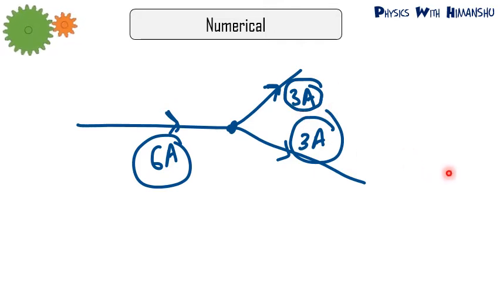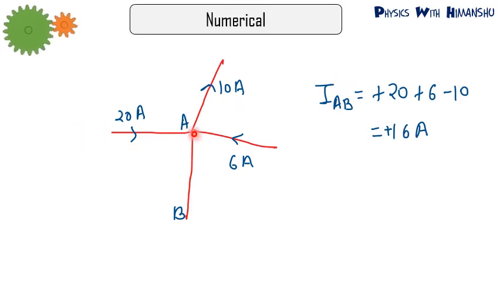Okay, we'll take one more numerical. Suppose at this point E, we know that the incoming current is 20 ampere, incoming current is 6 ampere, and the current that is going in this branch is 10 ampere. So what will be the current in AB? So IAB will be equal to total incoming current, plus 20 plus 6. Sign convention, the incoming current is positive, the outgoing current is negative, so minus 10. 20 plus 6, 26 minus 10, the answer will be 16 ampere. So the current in this branch will be 16 ampere, and AB will be 16 ampere. So this is how you have to use Kirchhoff's current law.